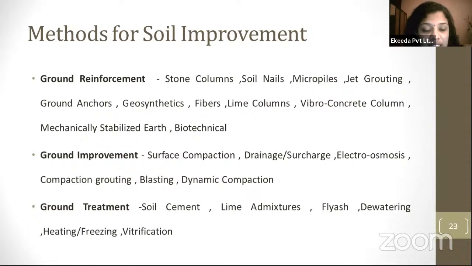Okay, then next is ground treatment. Soil cement is applied, lime admixtures are applied, fly ash, dewatering, heating, freezing, vitrification. All these are the techniques that we adopt to improve the strength of soil.